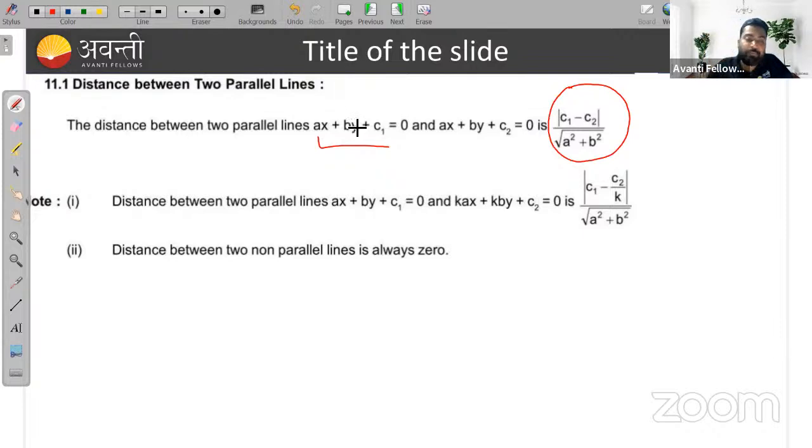If you have these two equations, ax plus by plus c1 is equal to 0 and kax plus kby plus c2 is equal to 0, and both equations are parallel to each other, then the formula will be this. And you already know the distance between two non-parallel lines will always be 0. Yes or no? If they are not parallel, then they are intersecting each other. If they are intersecting each other, then the distance between them is 0. Clear?